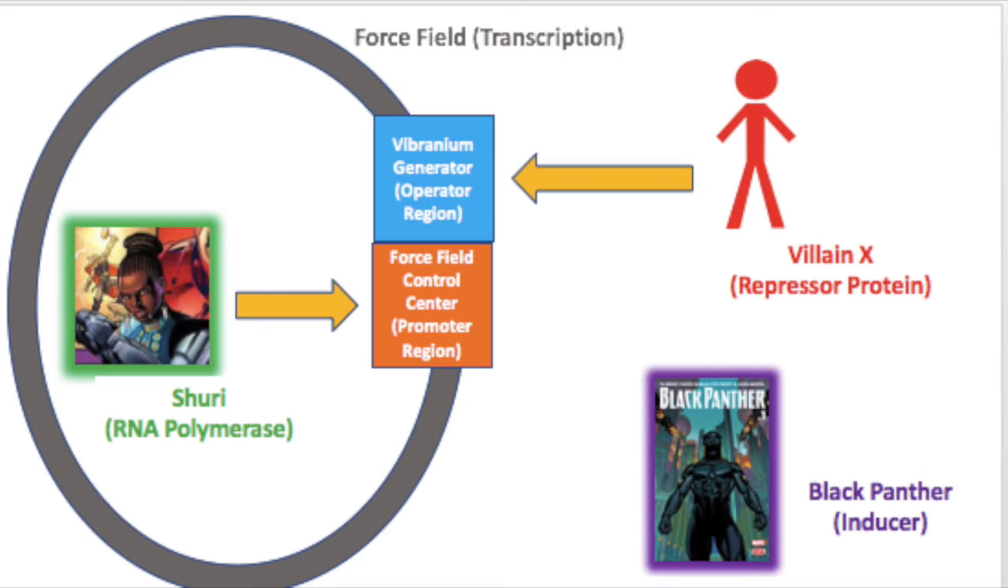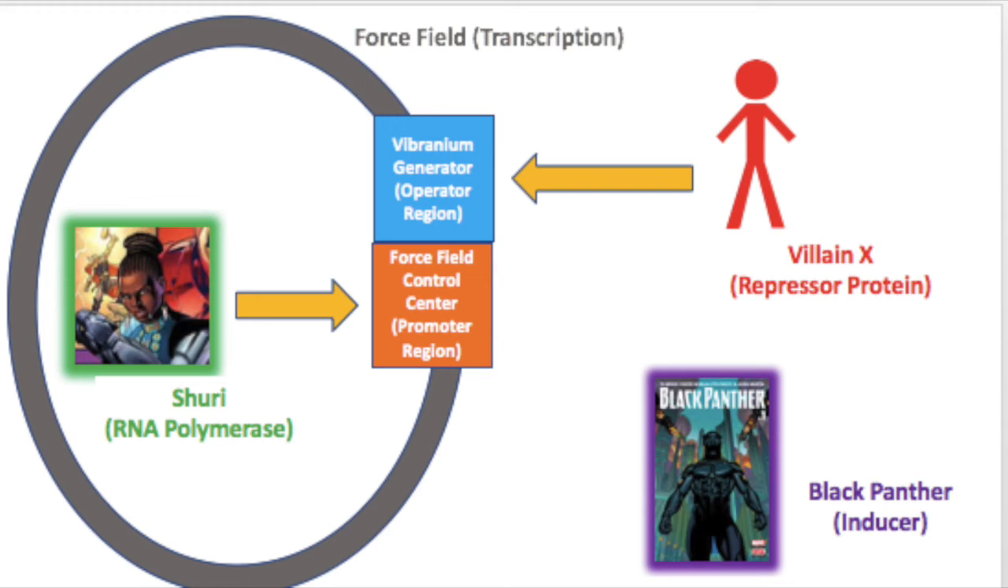Wakanda's force field is powered by a vibranium generator and controlled by Wakanda's top engineer, Shuri, at the Orange Control Center. Shuri's goal to turn on the force field represents RNA polymerase's goal to initiate transcription. Wakanda is alerted that Villain X is on his way to the vibranium generator in an attempt to turn the force field off and invade Wakanda.